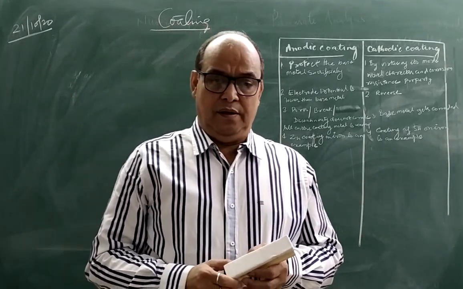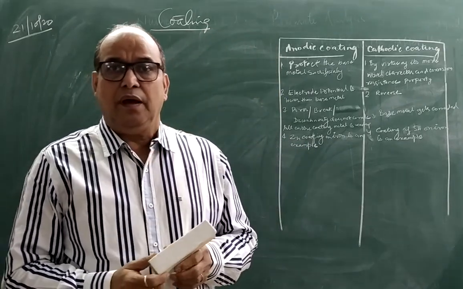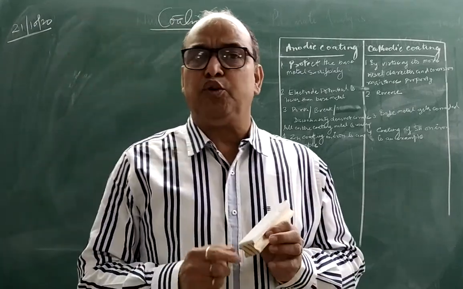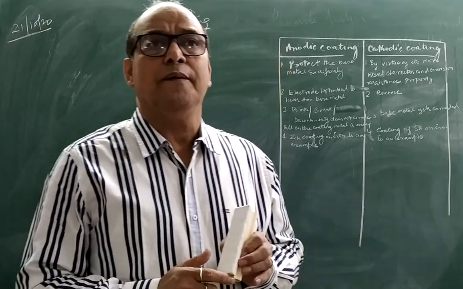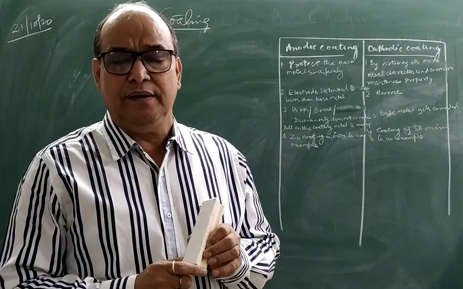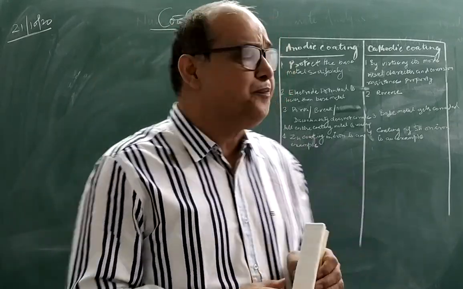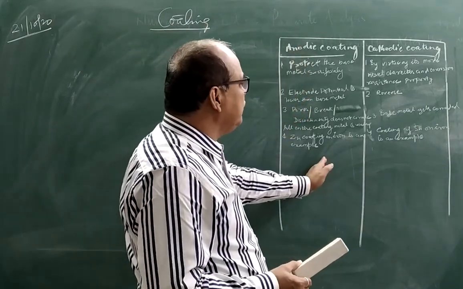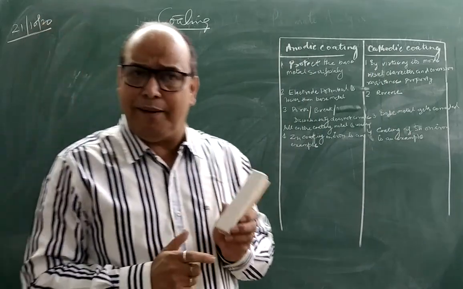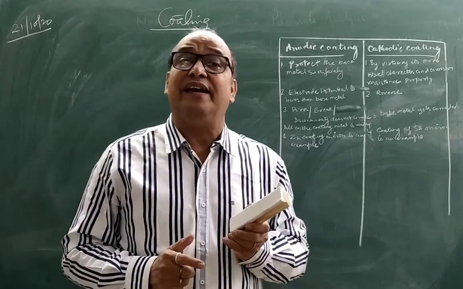Yesterday we had a brief discussion about coating, and in that lecture we discussed anodic coating and cathodic coating. Now, if you are asked to compare anodic and cathodic coating, what will you do? Let us discuss a little bit. This is your anodic coating and this is your cathodic coating. Number one, in anodic coating, what happens? Anodic coating will protect your base metal sacrificially.